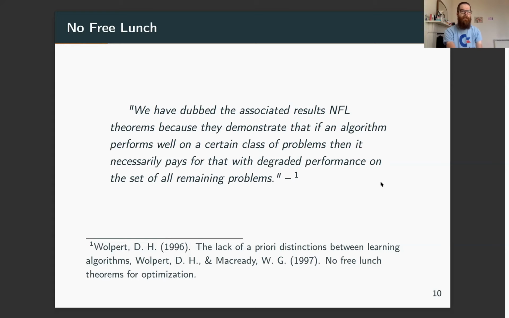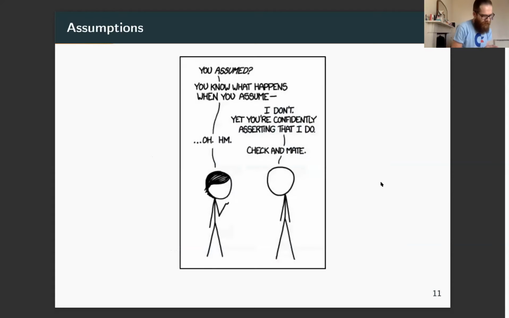We've dubbed the associated results no free lunch theorems because they demonstrate that if an algorithm performs well on a certain class of problems, then it necessarily pays for it with degraded performance on the set of all remaining problems. So what this really means is that machine learning, or learning, is a zero-sum game. It's what Donald Trump thinks the economy is like. It's not, but machine learning actually is. And obviously, in order to proceed and choose specific things, we need to make assumptions.